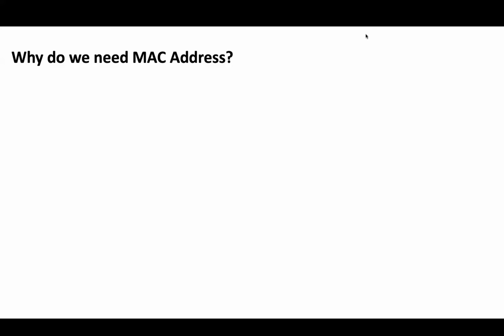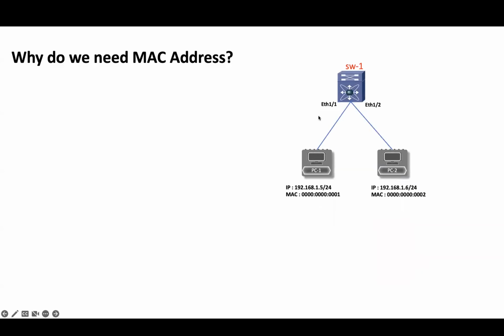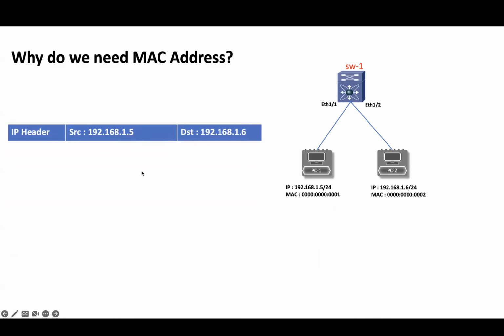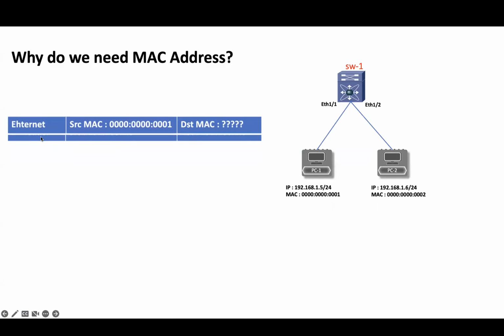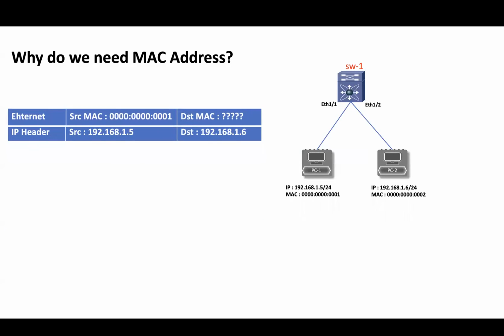To understand this, let's take an example. Let's say we want to send ping traffic from PC1 to PC2. So the source IP address will be the PC1 IP address and the destination IP address will be the PC2 IP address in the IP header. Then this will be encapsulated into Ethernet, where the source MAC address will be the PC1 MAC address and the destination MAC address is unknown at this point.